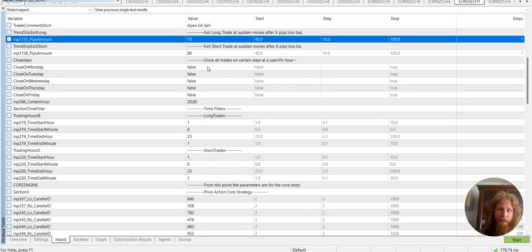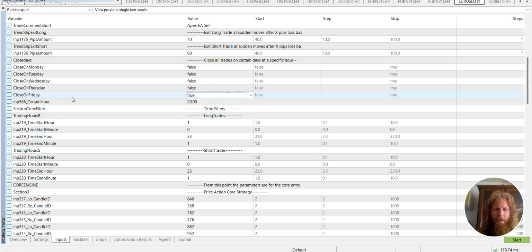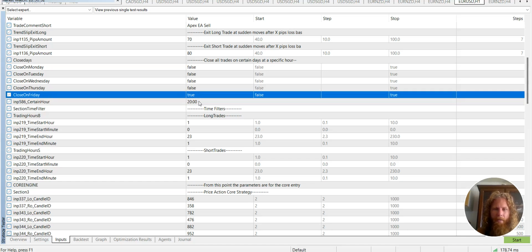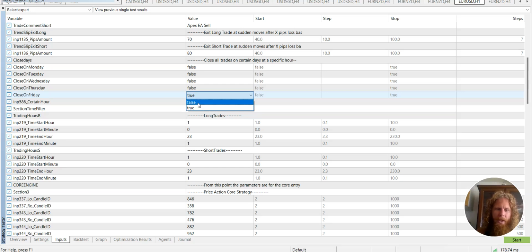So the next feature, of course, you already know it. We have the time filters that we always had in the past. For example, you can set the Close on Friday filter, and you can set at what hour the EA should close the trade based on this filter. And the EA is going to close the trade at 8 p.m. on Friday. It is just a simple little feature that can be really useful.